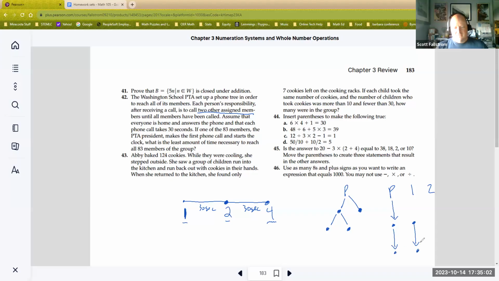So at the end of 30 seconds, the president knows, person number one knows, because the president called person number one. Then over here, this person called person number two, let's just say with one of their calls, then that person knows and they begin calling from there. So if we can create a sequence here, we can figure out the least amount of time necessary to reach all 83 members of the group.